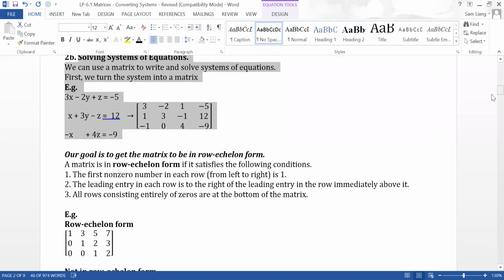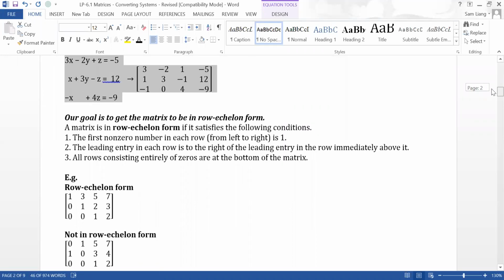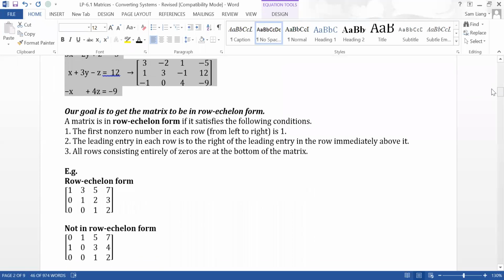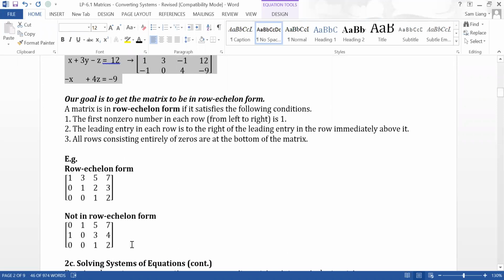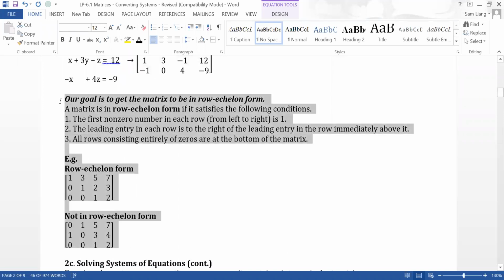Okay, so after we set up our matrix, that's an easy first step. We need to talk about this thing called row echelon form. This is going to be our goal in solving a matrix. You'll see what I mean when we do an example, but our goal is to get it in row echelon form, and we'll talk about how to get there next. First, to describe our goal, here it is, row echelon form. Our goal is to get the matrix to be in row echelon form. A matrix is in row echelon form if it satisfies the following conditions.